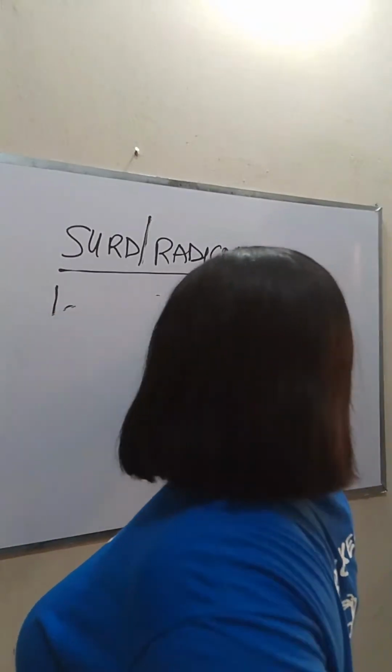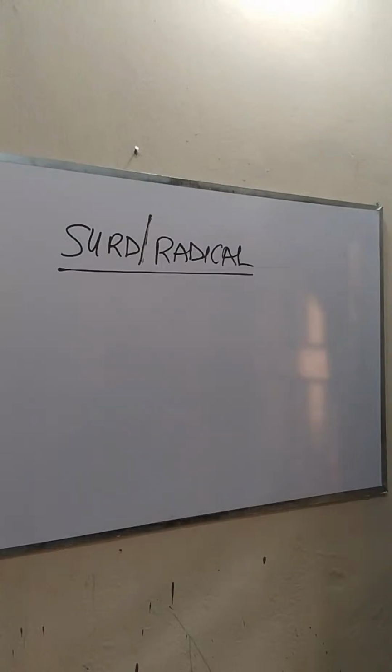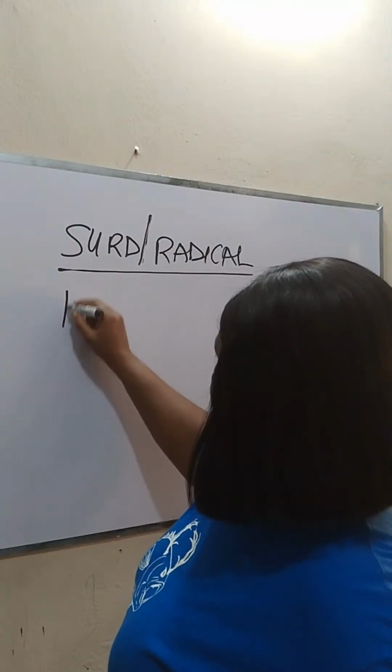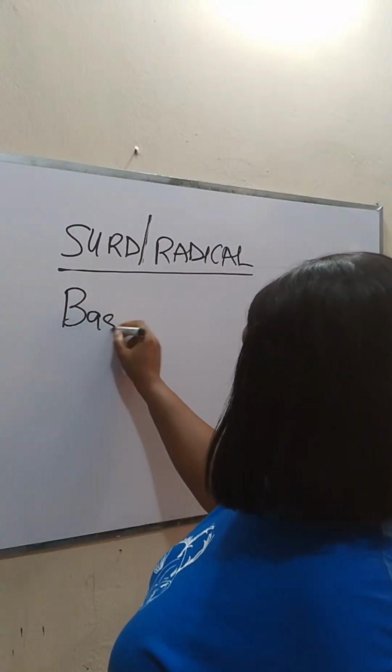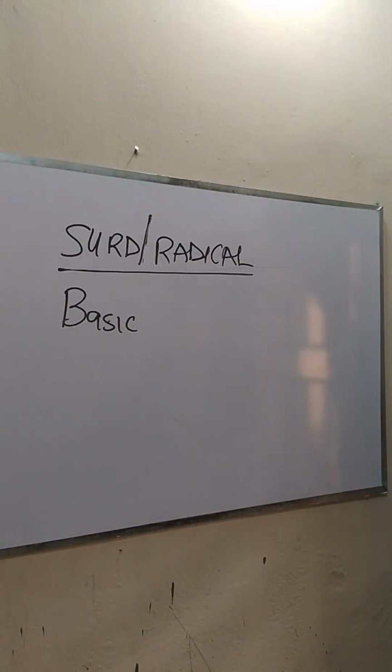So if you know the law, it will make it easy for you to solve the question itself, because the law of radical will guide you on the way forward, all right? So let's talk about basic forms of surd.